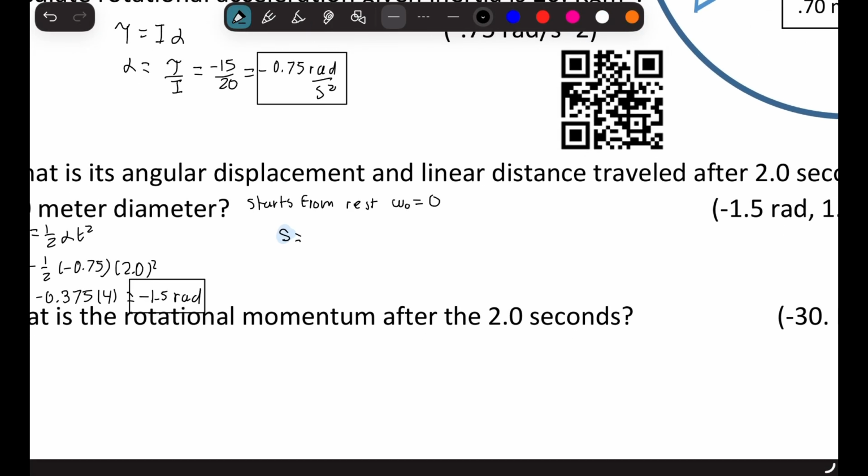Now, the sector of the circle is equal to the radius times the angle that you're traveling. So we know that r is going to equal 1.0, and then we know that our theta is going to be 1.5. So that means that s is going to equal 1.5 m.